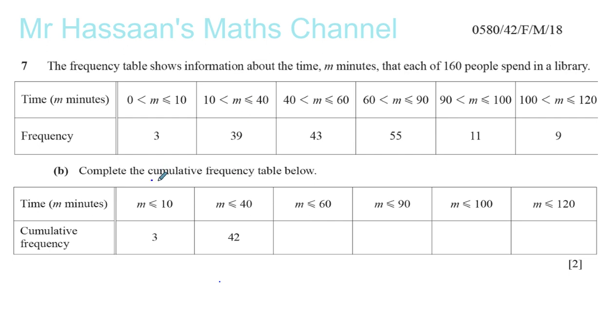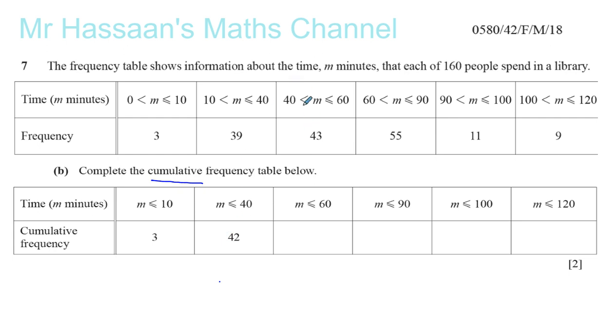The cumulative frequency table, okay, you're finding the number of people who stayed less than or equal to 40 minutes, all the way back down to 0 minutes. So you're basically finding the sum of everything before this group as well as this group. Okay, so you do 39 plus 3 gives you 42.